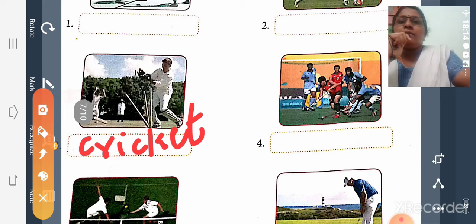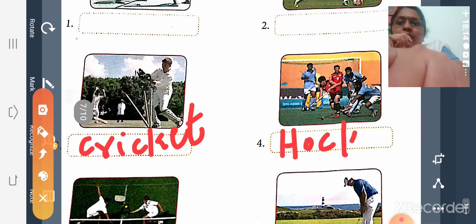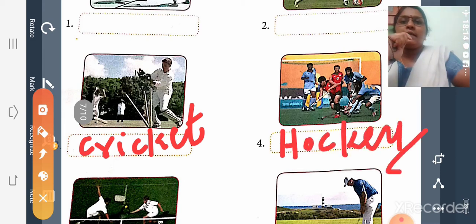Then a third one, hockey, our national game. India's national game is hockey. It is also an outdoor game played by two opposing teams of 11 members. Each uses sticks that are curved at the striking end to hit a small hard ball into the opponent's goal. So a hockey stick is used, and it is curved at the striking end.